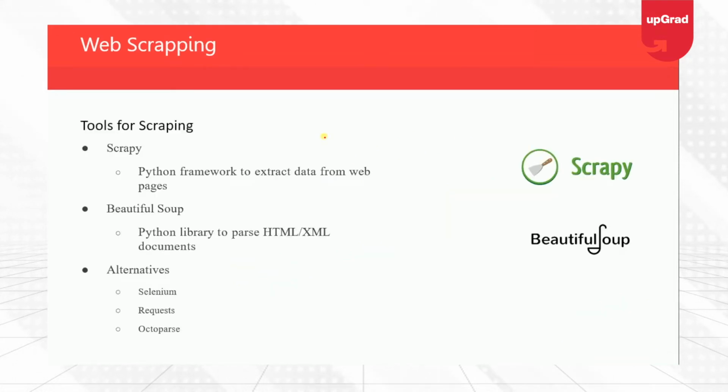Alright, so now we have a clear understanding of what web scraping is and where and how web scraping is used for solving different problem statements. Let us talk about the various tools that are used for scraping. So here we have Scrapy, BeautifulSoup, and there are various alternatives available. Scrapy is a Python framework for large-scale web scraping. It gives you all the tools you need to efficiently extract data from websites, process them as you want, and store them in your preferred structure or format.